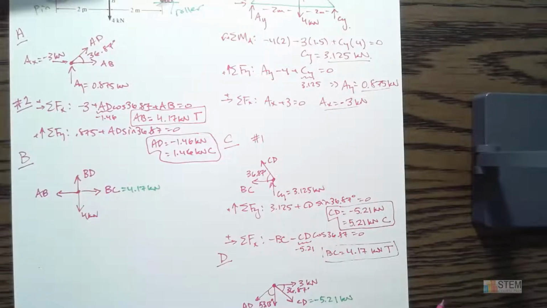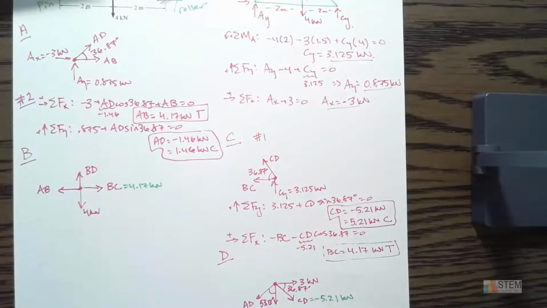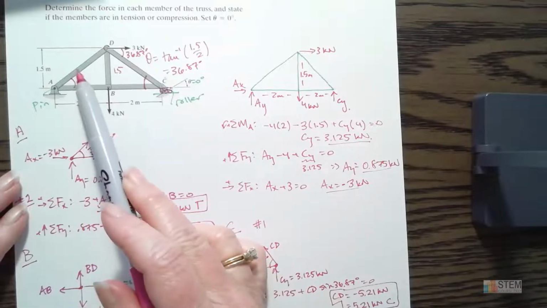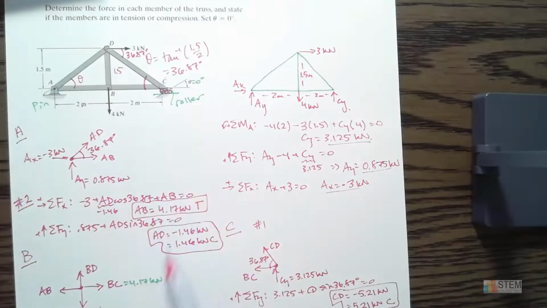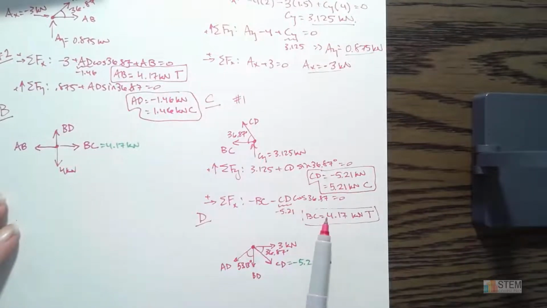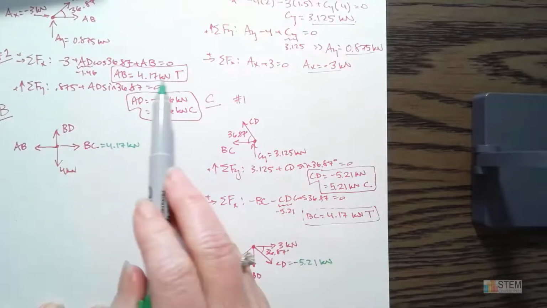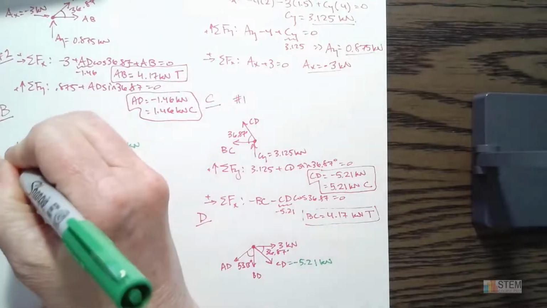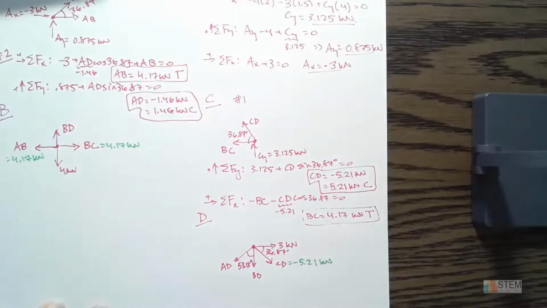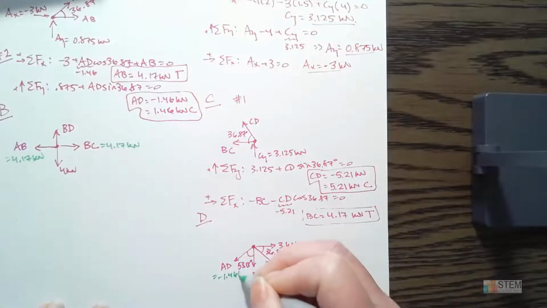Okay, and then we need to do one more diagram. I know we only need one more diagram because if we look up here and count the number of members, we have 1, 2, 3, 4, 5. So I have 5 unknowns I'm trying to solve for. We have already solved for 4 of them, right? So I only have one more left, so I only need one more diagram. Let's go ahead and label these values on these other diagrams. So we have AB, 4.17, and then AD, which is down here, is negative 1.46.